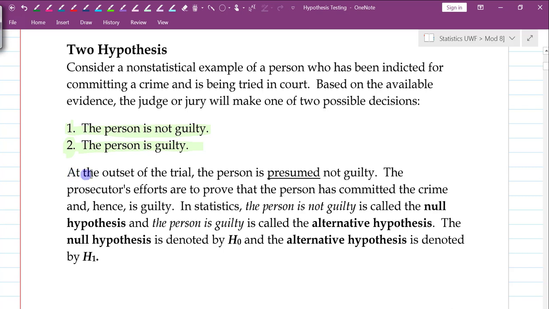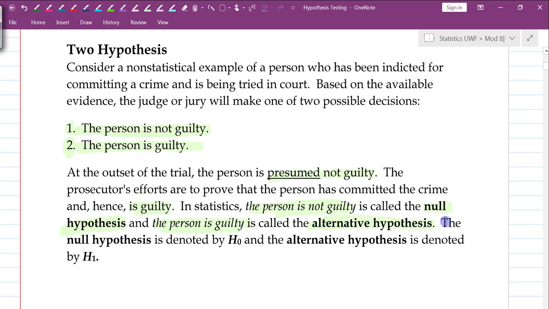At the outset of the trial, the person is presumed not guilty. The prosecutor's efforts are to prove that the person has committed the crime and hence is guilty beyond any shadow of a doubt. In statistics, the person is not guilty, that phraseology there is called the null hypothesis. And in statistics, the person is guilty, that phraseology, that logic, is called the alternative hypothesis.